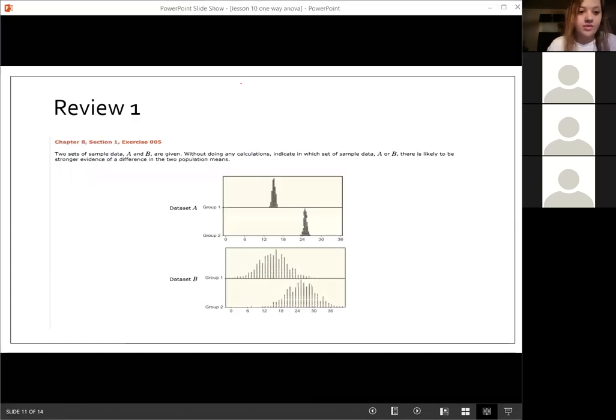Okay, let's do some review questions. So our first review question: we have 2 sets of sample data, A and B, and without doing any calculations, just visualizing these graphs here, indicate which set of sample data, A or B, is likely to have stronger evidence of a difference between the 2 population means. So try to answer this one, and then we will go over it together.